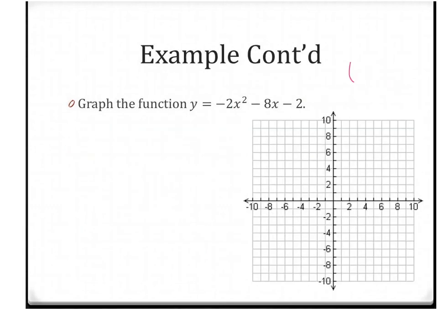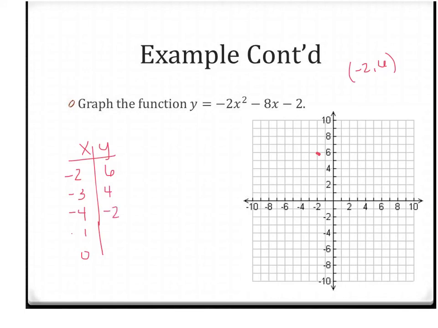So we already figured out our vertex is at negative 2, 6. And I know it's a maximum, so I know everything is going to be below it. And like I said, if you want that vertex in your table, put it in your table. So 2 points on the left, 2 points on the right. So negative 3 and negative 4 are going to be the 2 points on the left, and negative 1 and 0 are going to be the 2 points on the right. So negative 3 is at 4. Negative 4 is at negative 2.